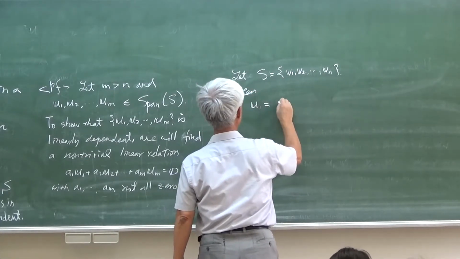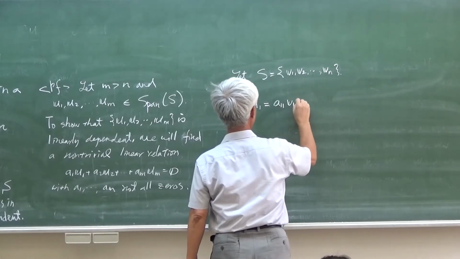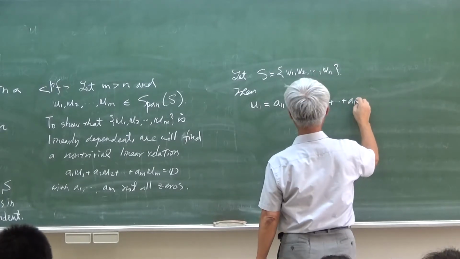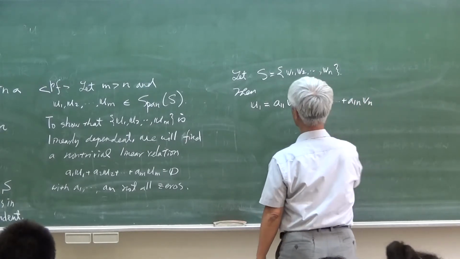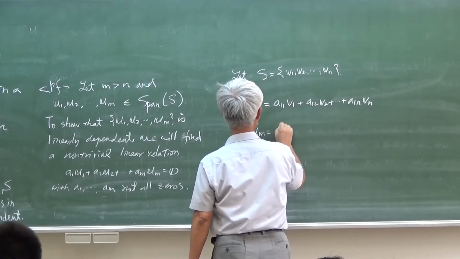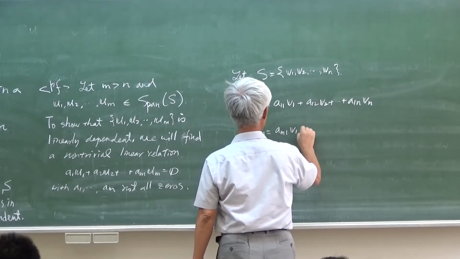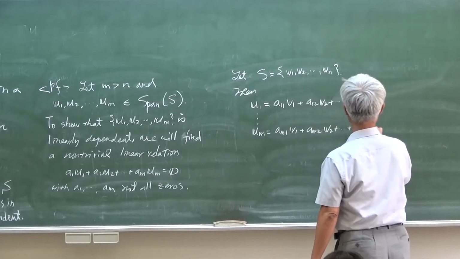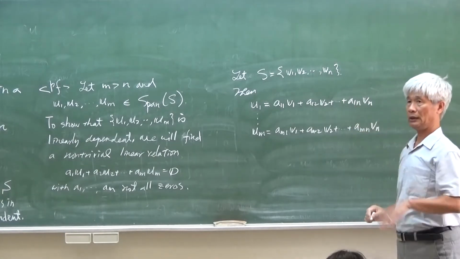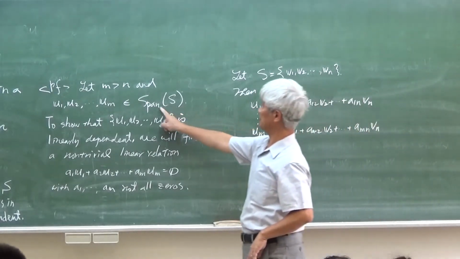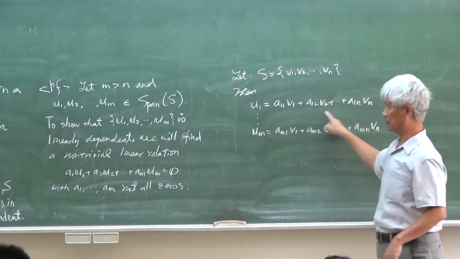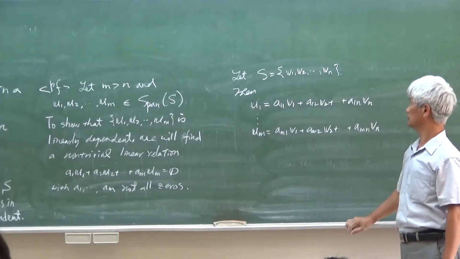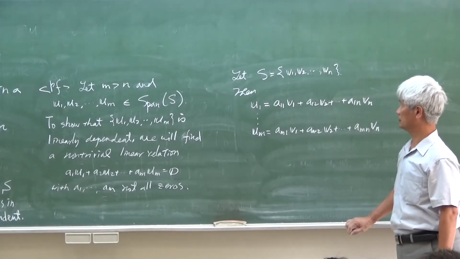U1 equal to a11 v1 plus a12 v2 up to a1n vn, up to un equal to an1 v1 plus an2 v2 plus up to ann vn. Because they are in the span of S, so there must be a linear combination. Right?